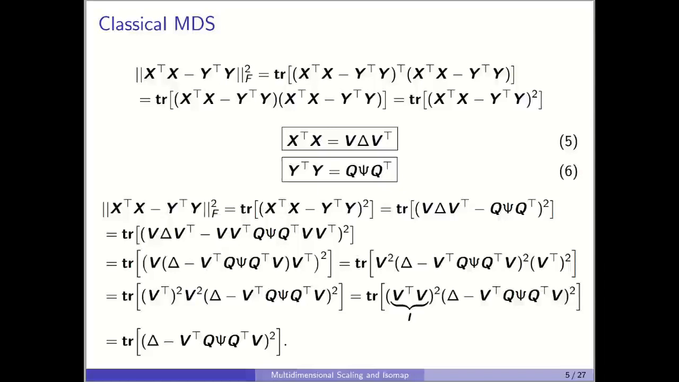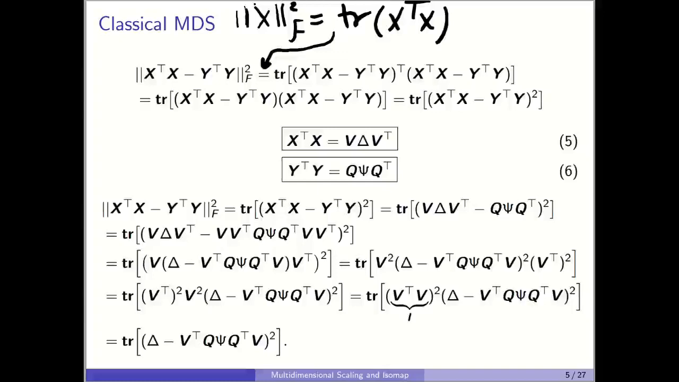So let's simplify the objective function, which was a squared Frobenius norm of inner products. Here, this is a formula, take it from me. If X is a matrix, the squared Frobenius norm is the trace of X transpose X. Trace of X transpose X is like an inner product for matrices. So using this formula here, we have this, and then we apply this transpose in this parenthesis.